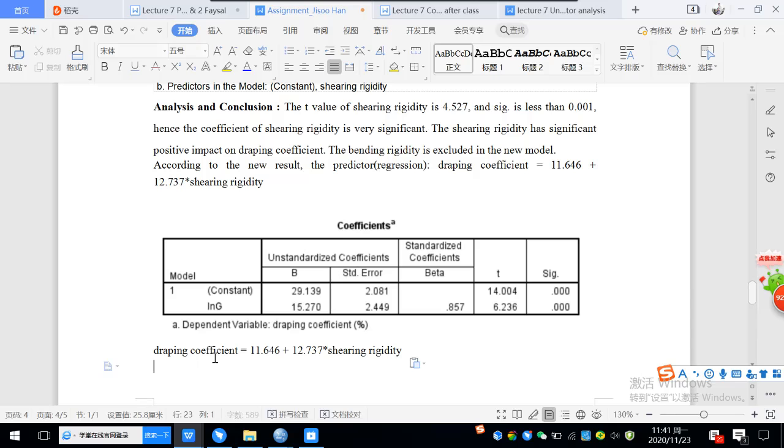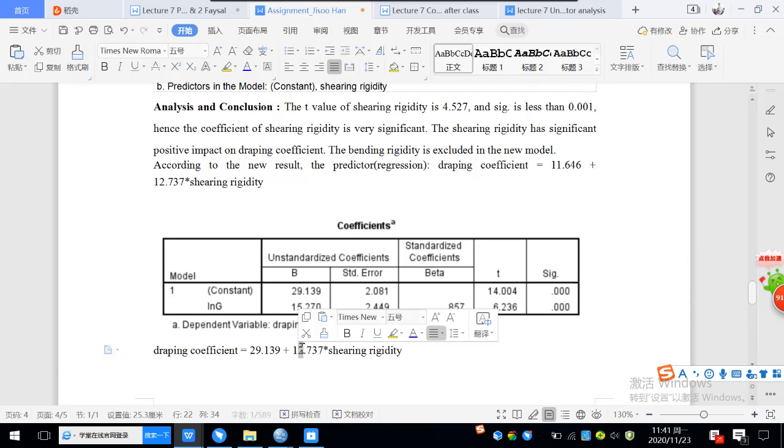The draping coefficient is 29.139 plus 15.270 multiplied by log shielding rigidity, or briefly, log G. So here is the linear model.